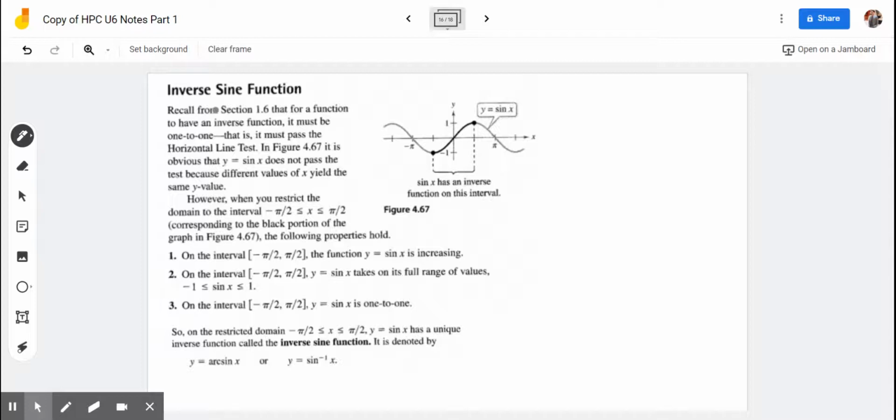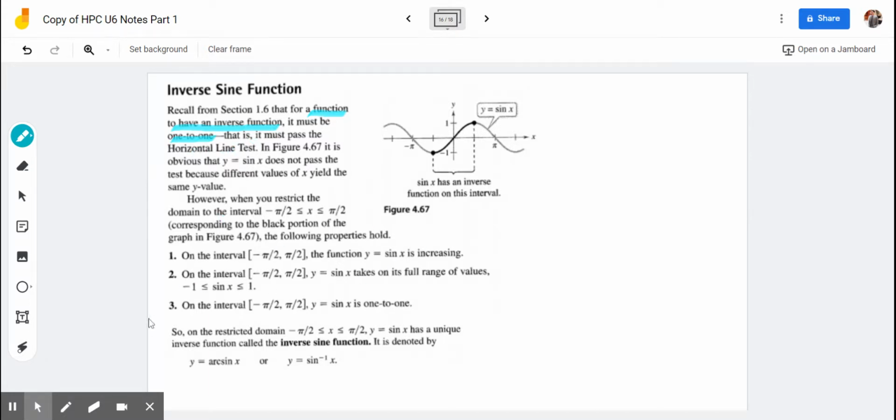All right, guys, we're going to go over the inverse sine function in this video. So it says, recall from section 1.6 that for a function to have an inverse function, it must be 1 to 1. And I highlighted it there. That is, it must pass the horizontal line test, all right?